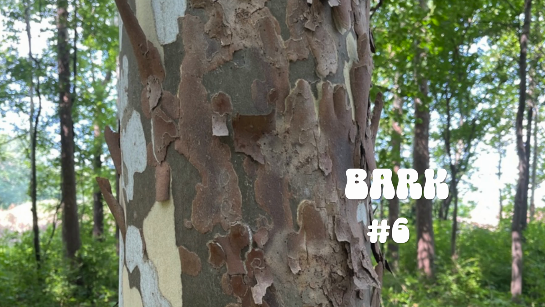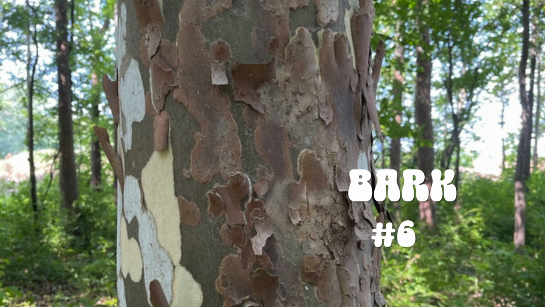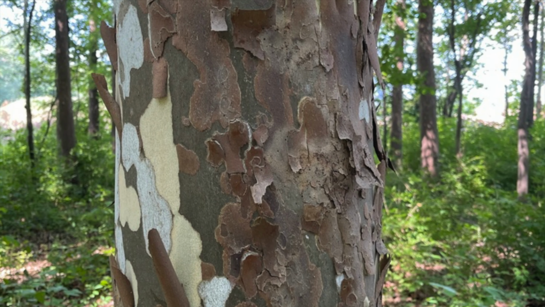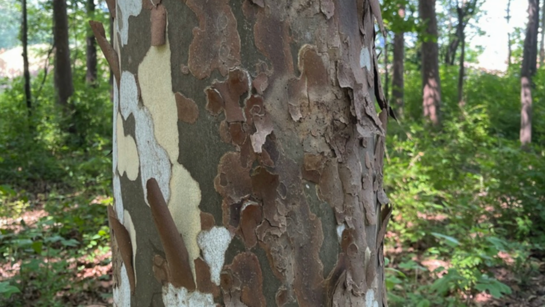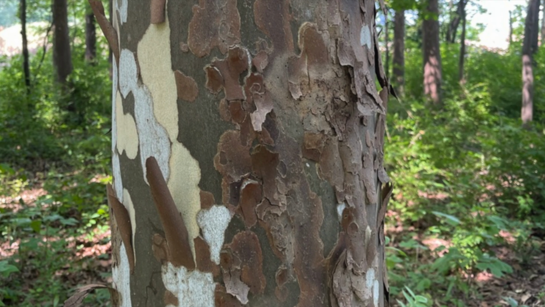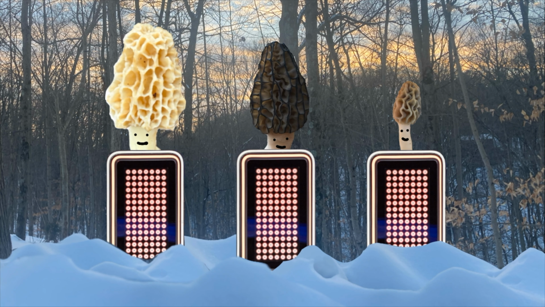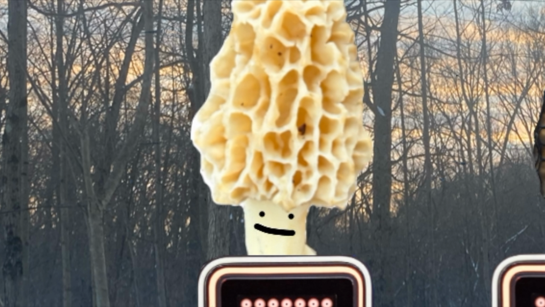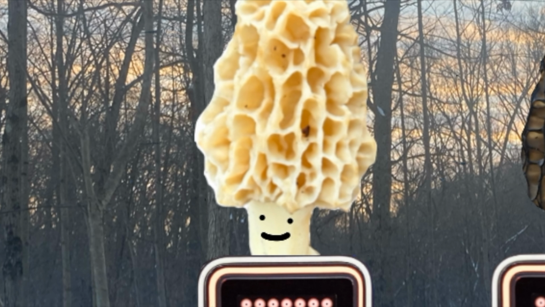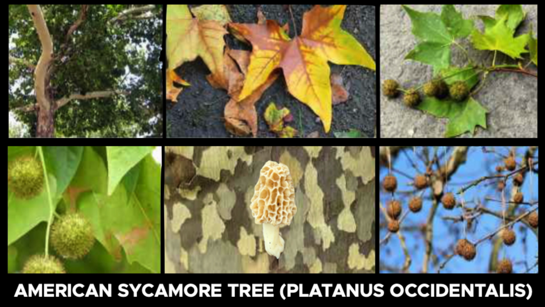Moving on. Our next bark exfoliates and comes from a tree that prefers living close to the water. It has spherical seed balls and big leaves, and this tree is sometimes enormous. Morchella americana. The American sycamore tree. Correct, very good. Sycamore trees in floodplains are known to be associated with finding yellow morels as well.